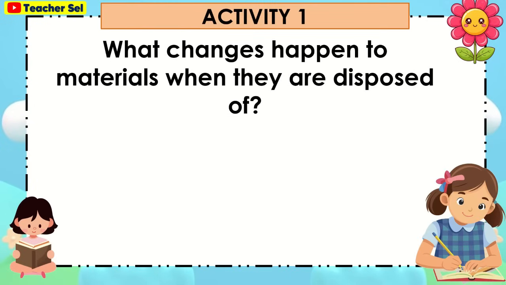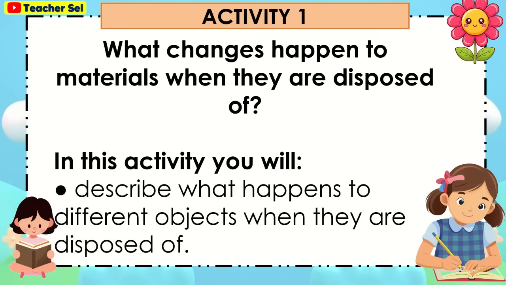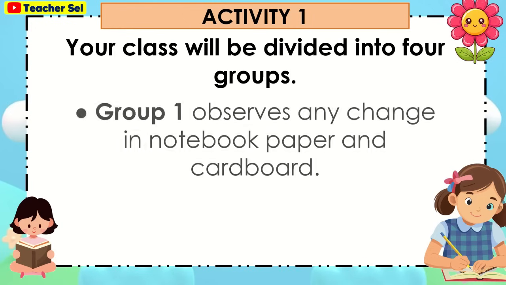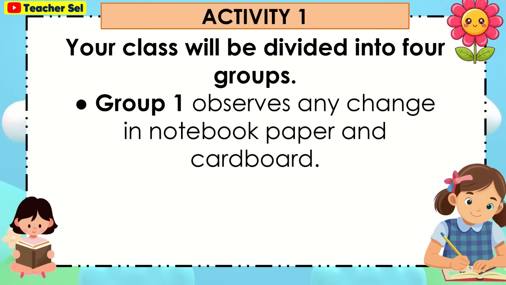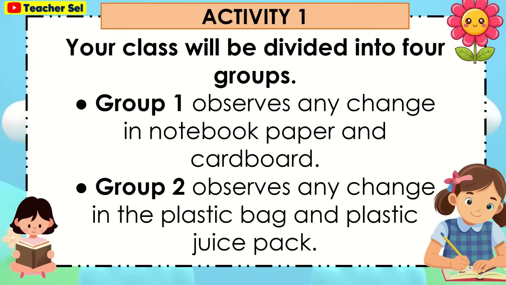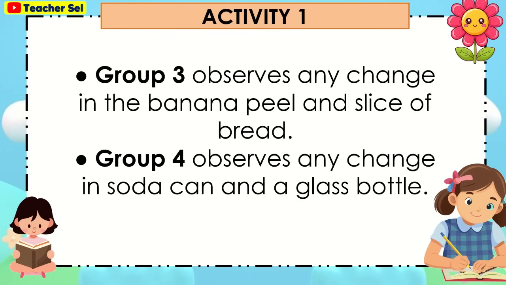Let's have Activity 1. What changes happen to materials when they are disposed of? In this activity, you will describe what happens to different objects when they are disposed of. Your class will be divided into 4 groups. Group 1 observes any change in notebook paper and cardboard. Group 2 observes any change in the plastic bag and plastic juice pack. Group 3 observes any change in the banana peel and slice of bread. Group 4 observes any change in soda can and a glass bottle.